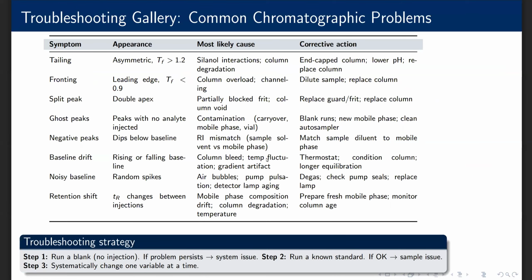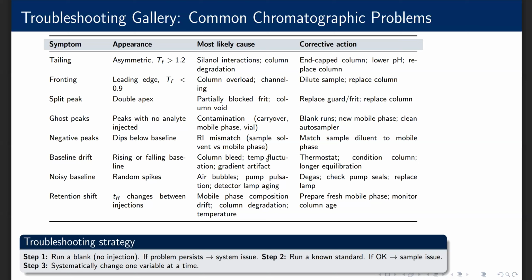Troubleshooting gallery. Common chromatographic problems. This troubleshooting table is one of the most practically useful resources in this entire module. I recommend saving or printing the slide for laboratory reference. Each row describes a symptom, what it looks like, the most likely cause, and the corrective action. The troubleshooting strategy at the bottom is the logical approach.